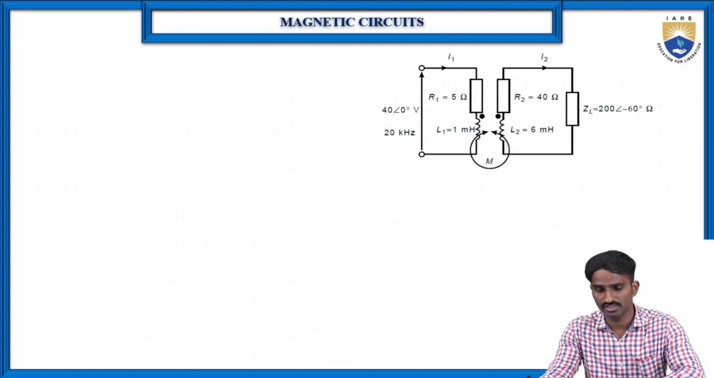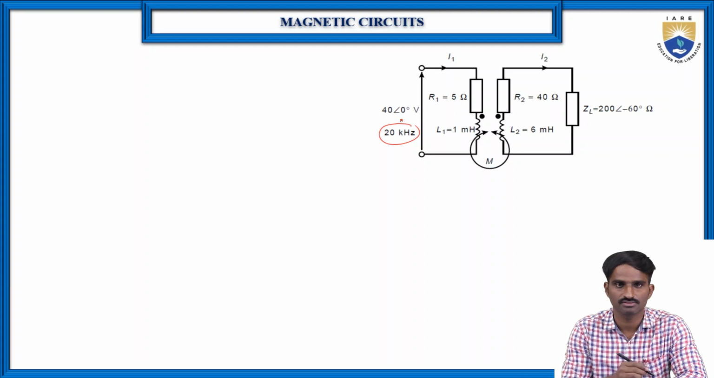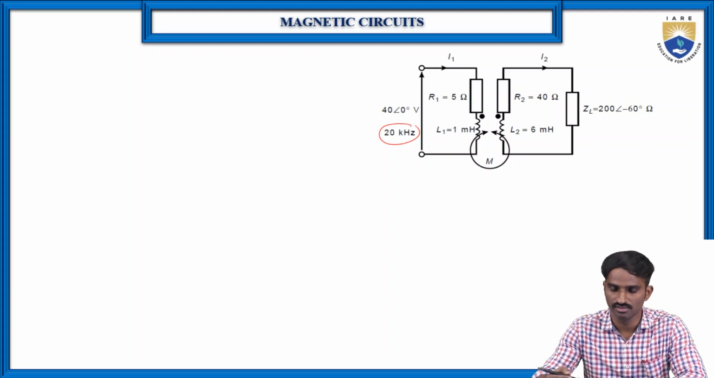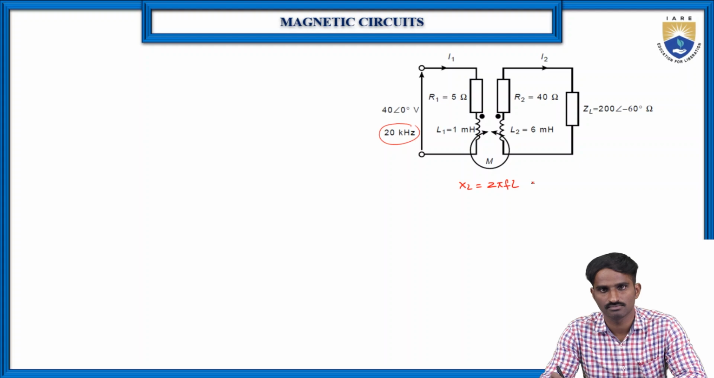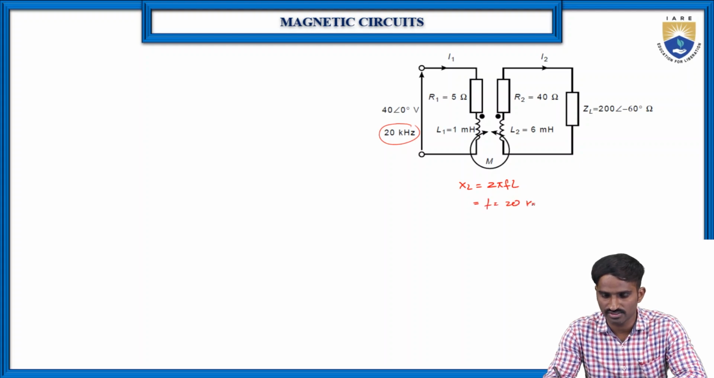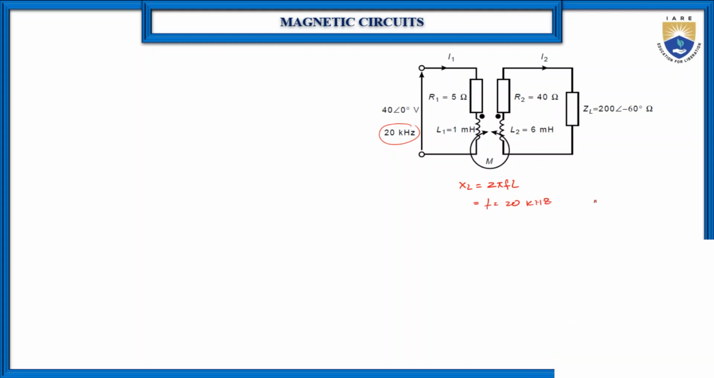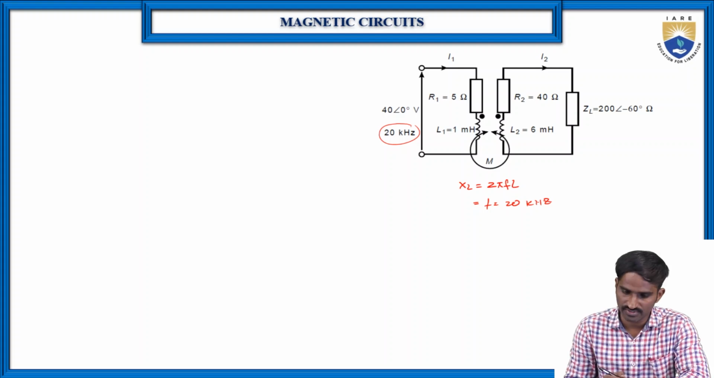As you can see, one more parameter they have given is 20 kilohertz, which is F. So XL is equal to 2 pi F into L. In the previous cases they directly gave the values in the frequency domain so we directly took L, but here we have to take the XL value instead of the direct L. Here F is 20 kilohertz. Then first let me write the first mesh equation.